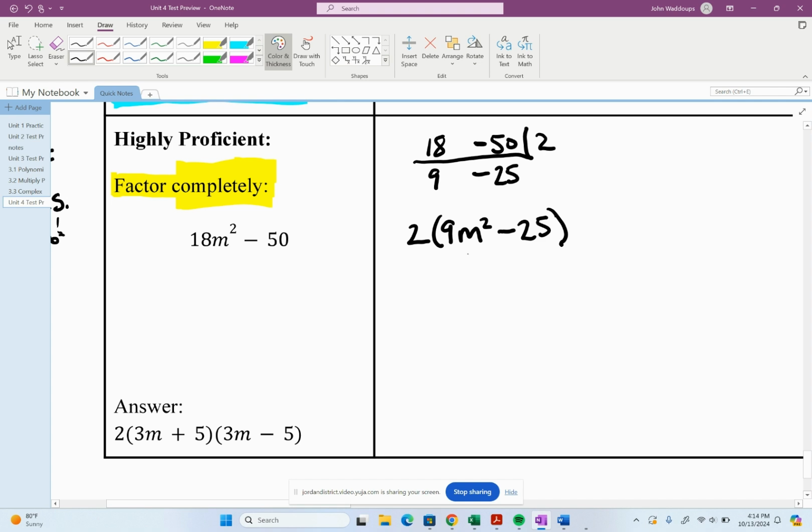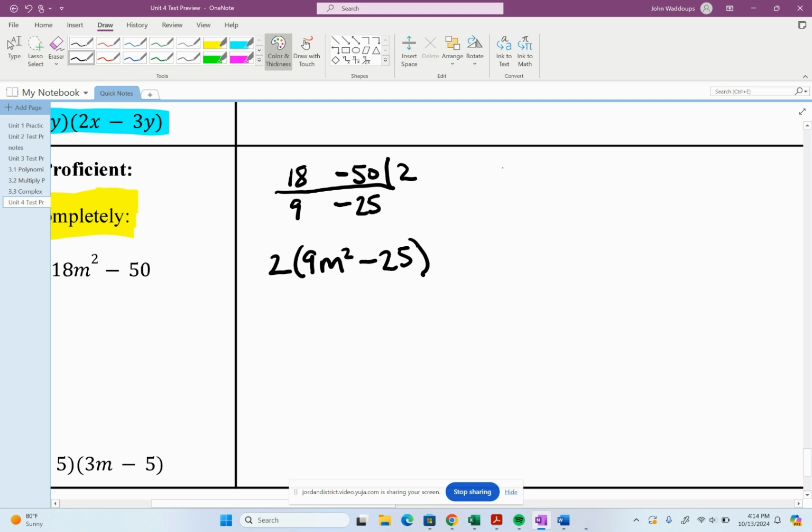Now I look at this and I say, well, I've got two terms, dos. And it is a difference. So maybe this is a difference of squares. If I can write it as a squared minus b squared, then I can write that either forward or backwards as a and b, plus and minus, or minus and plus, doesn't matter.